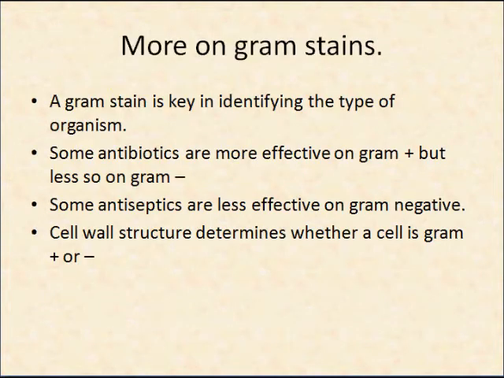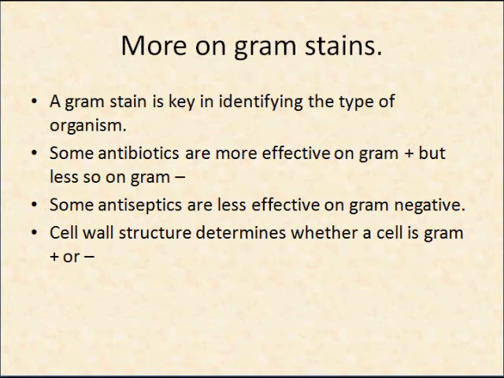Now, as I said before, gram staining is key in identifying the type of organisms that you're dealing with. And this also gives us some clues as to how to treat, say, some diseases. As some antibiotics are more effective against gram-positive, but less so on gram-negative microorganisms. Some antiseptics are less effective on gram-negative organisms. And it has to do with the cell wall structure that determines whether a cell is gram-negative or gram-positive.